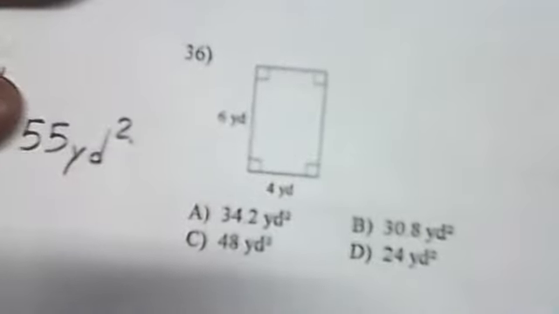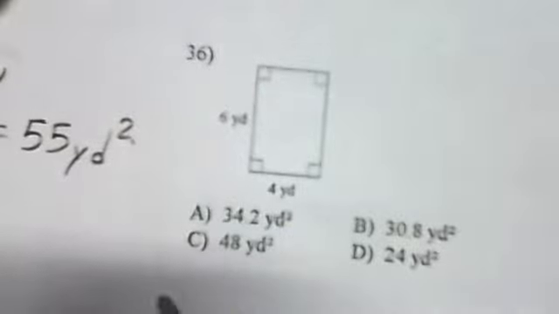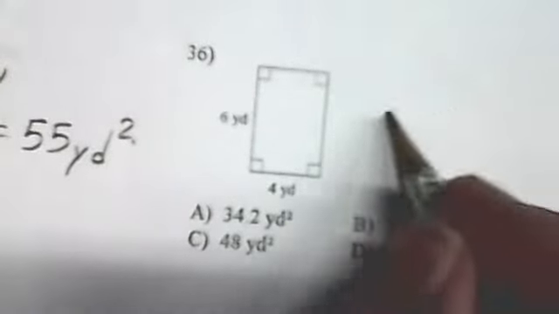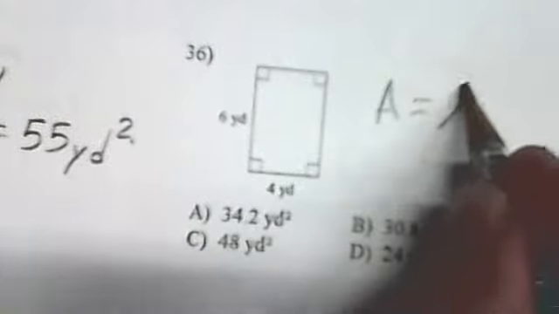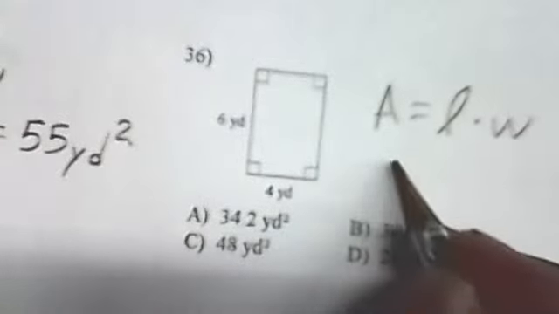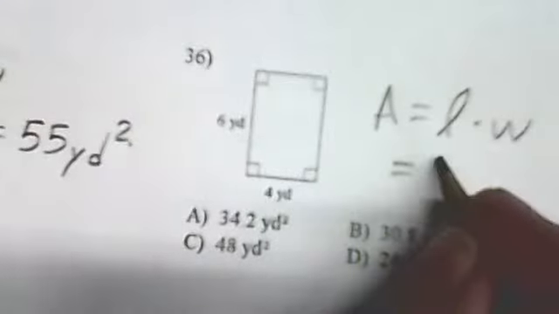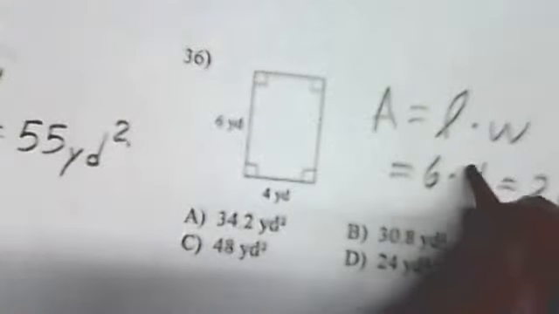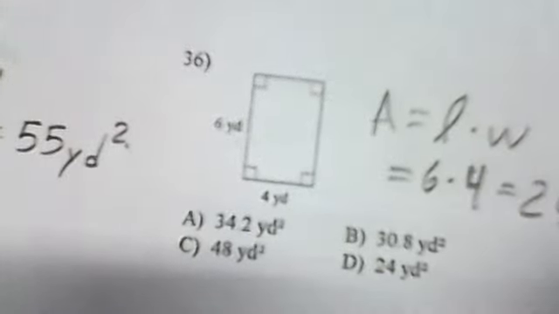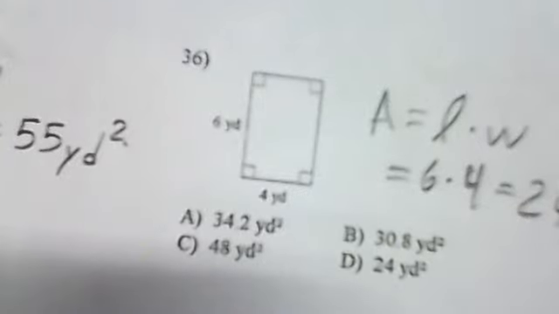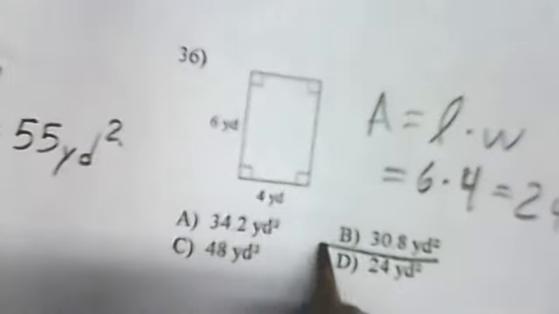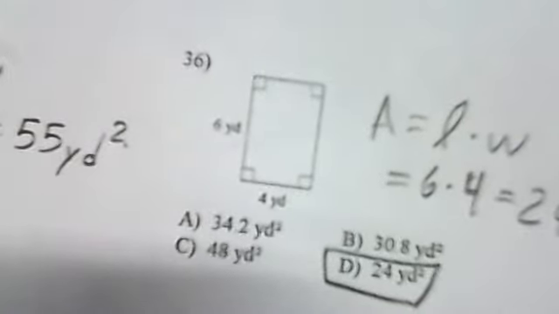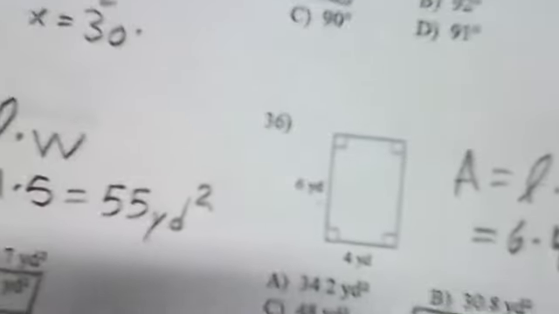Number 36 is not as bad. The area formula, you should notice this is the same shape, so you got to do length times width. And then we're going to do 6 for the length times 4 for the width, and that makes 24. All right, 6 times 4 is 24, and don't forget the yards squared. So go ahead and pick that, all right? D is 24 yards squared.